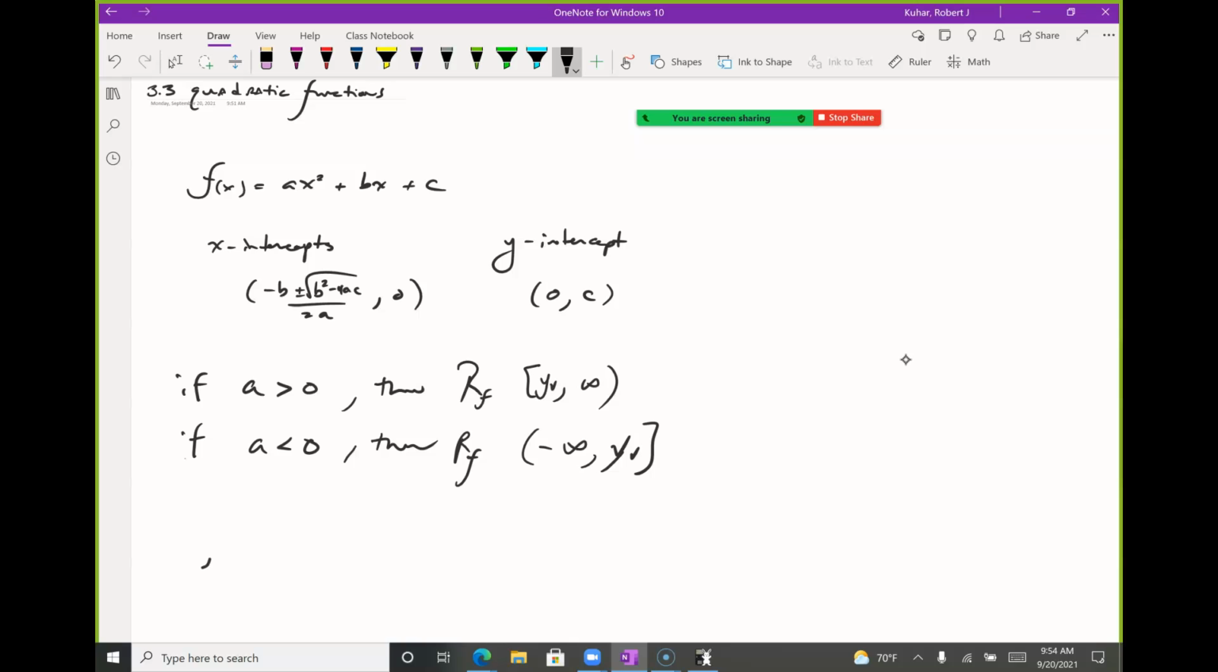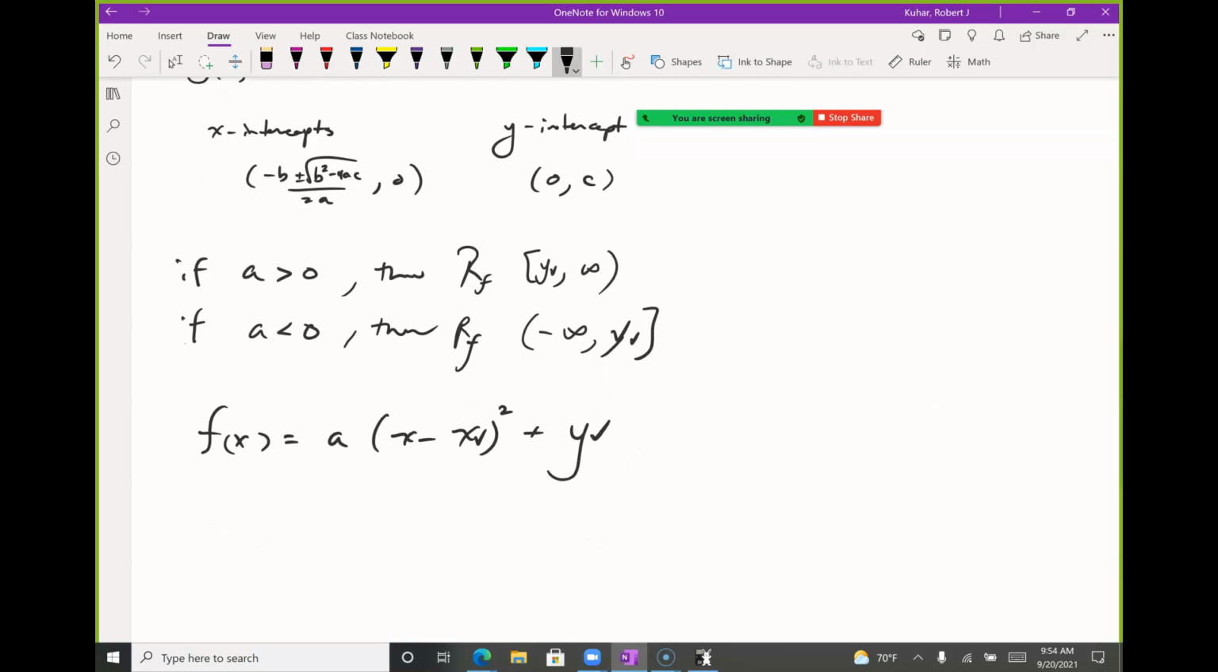But of course, we already know that f of x is a times x minus x sub v, quantity squared, plus y sub v, right? This is that vertex form that we got by completing the square. And x sub v, y sub v is the vertex, right?